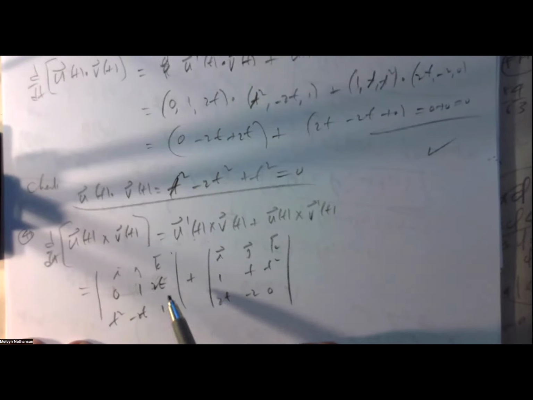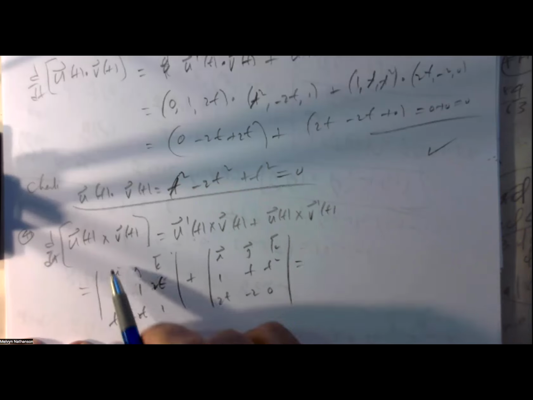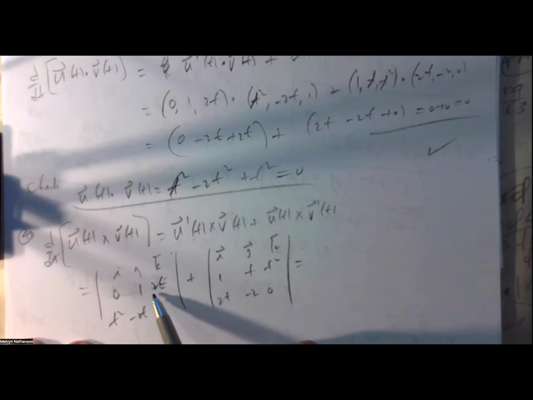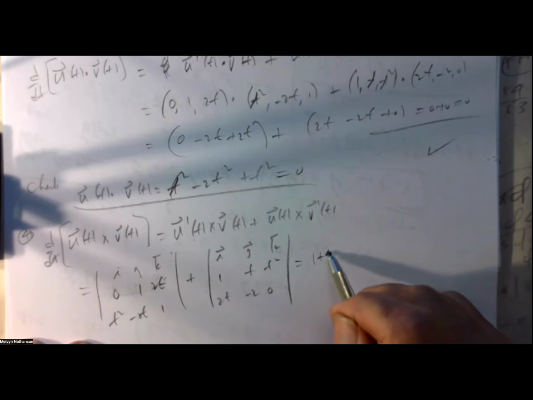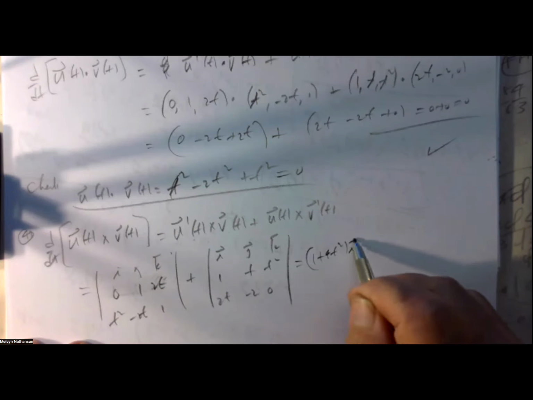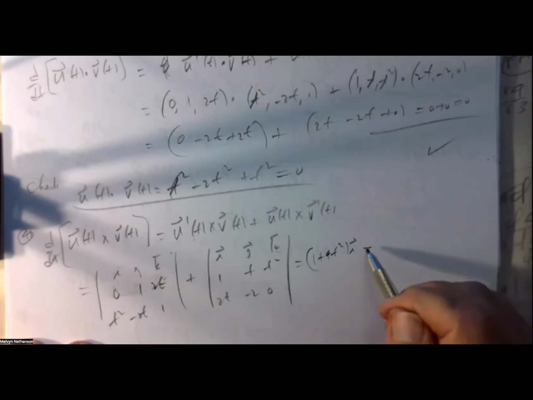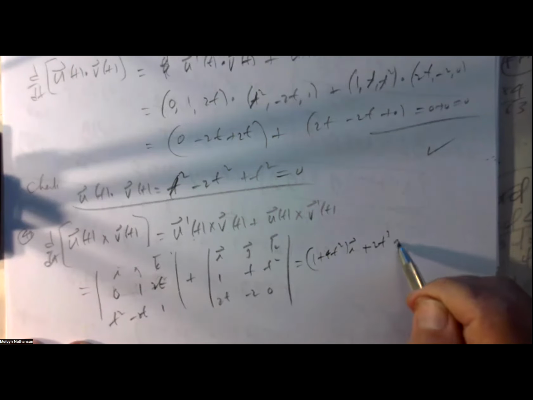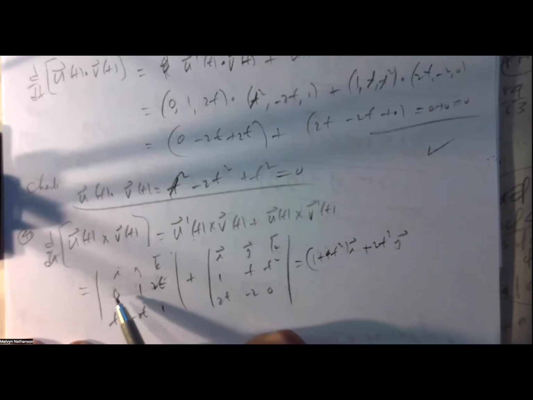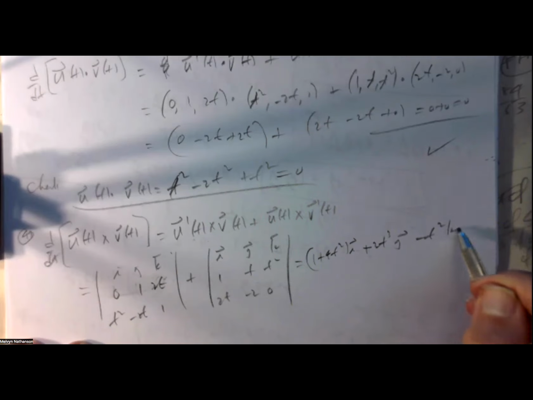You see, so what is this? When I compute this cross product, it's 1 plus 4t squared i, minus this times this, or this minus this, minus is plus 2t cubed j, and this minus t squared k.